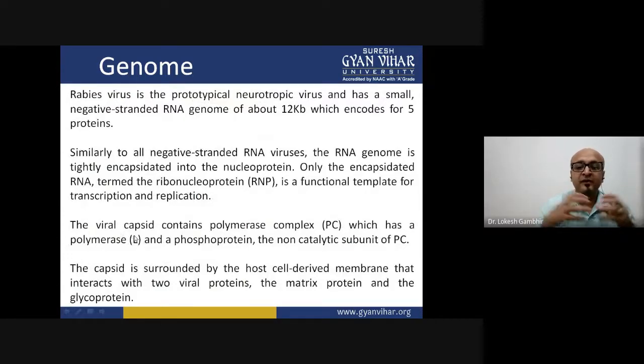So this particular enzyme forms a complex. The L protein, which is coded by the virus, is a polymerase enzyme, and it will combine with the phosphoprotein, and both these protein molecules will result in the formation of a complex called the polymerase complex, which is actually responsible for transcribing the negative strand RNA into a positive strand mRNA molecule.